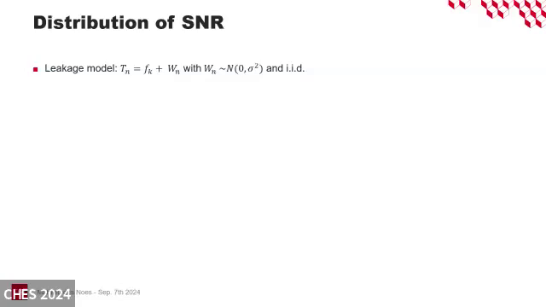So how do we derive the distribution of the SNR? We started with the leakage model, which is a function F_k, the contribution of the class, plus an additive noise, which is assumed to be white Gaussian noise with variance sigma squared. In theory, the SNR is the variance of the signal part divided by the variance of the noise part. But how do we do it in practice?